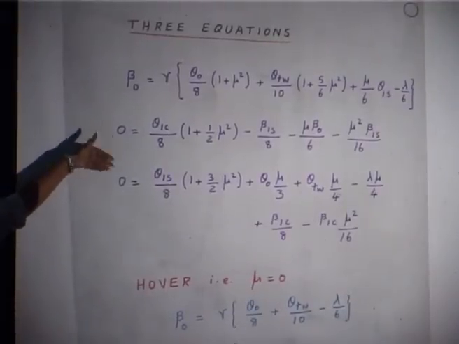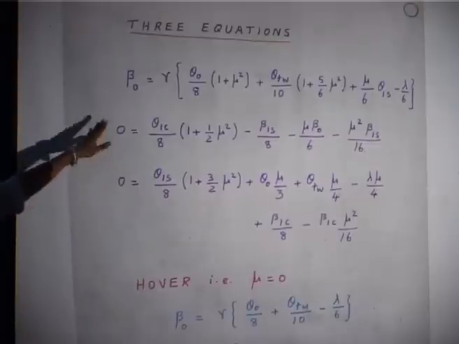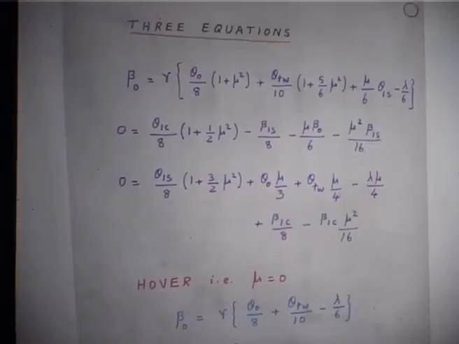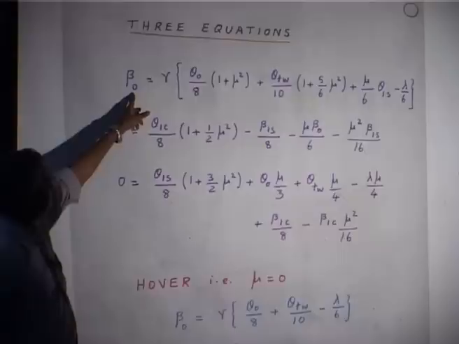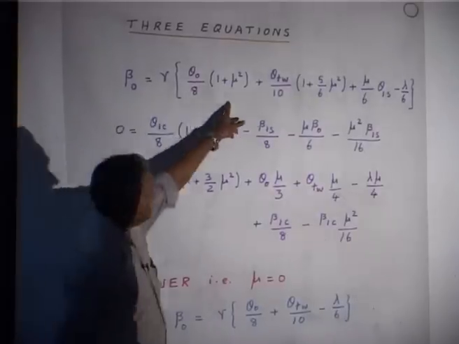And actually this is the sine and cosine. Sine, cosine are one of them. Okay? You have to solve beta naught, beta 1c and beta 1s from these three equations. But beta naught is given here directly.